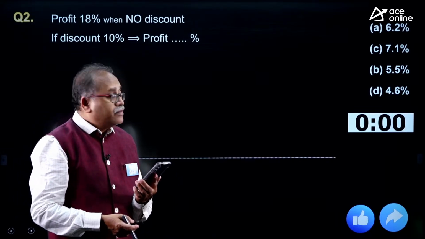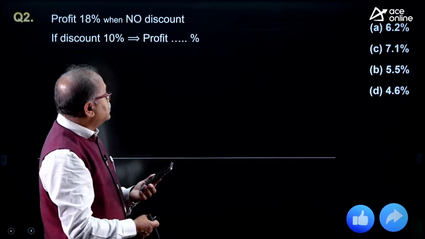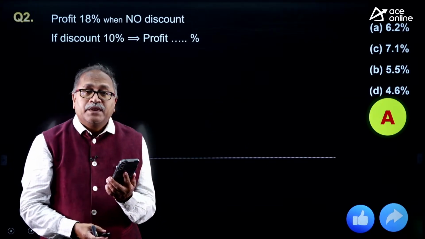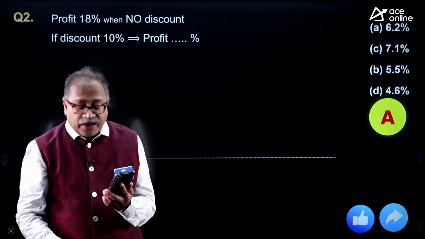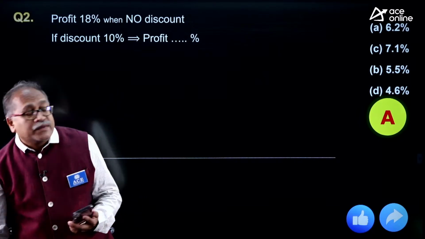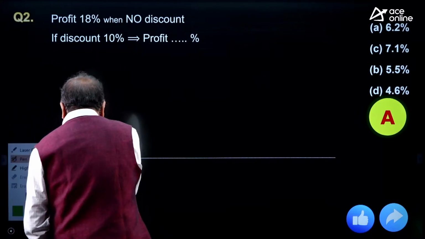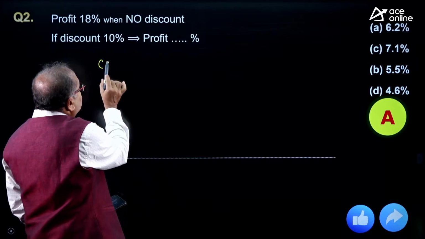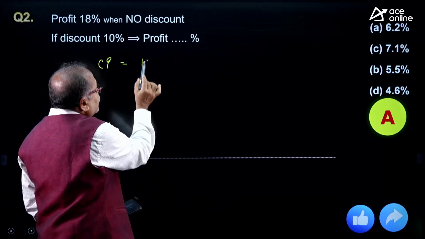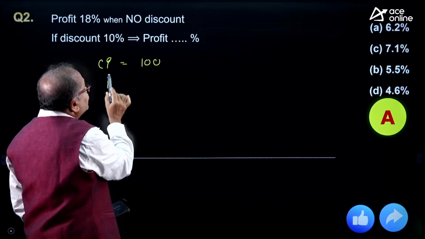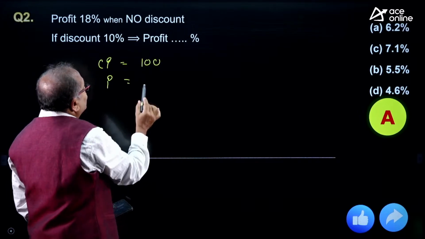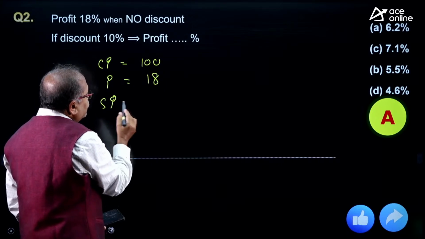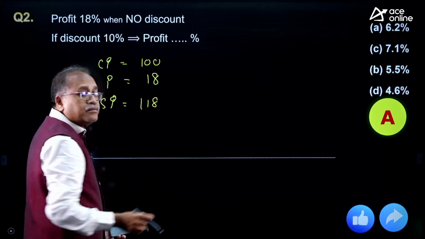The time is up. So, I am showing you the answer, and the option choice over here is A. If someone is getting A as your answer, then it is fine. So, let me explain how to answer this particular question. Now, if CP is 100, then your profit is how much? 18. Then what will be your selling price? The selling price will be 118.